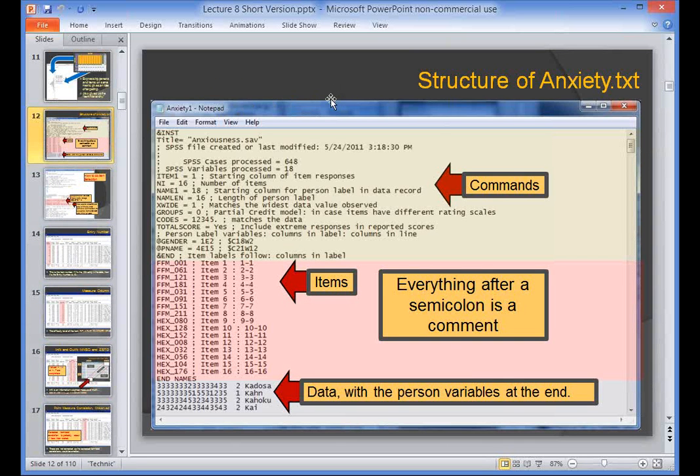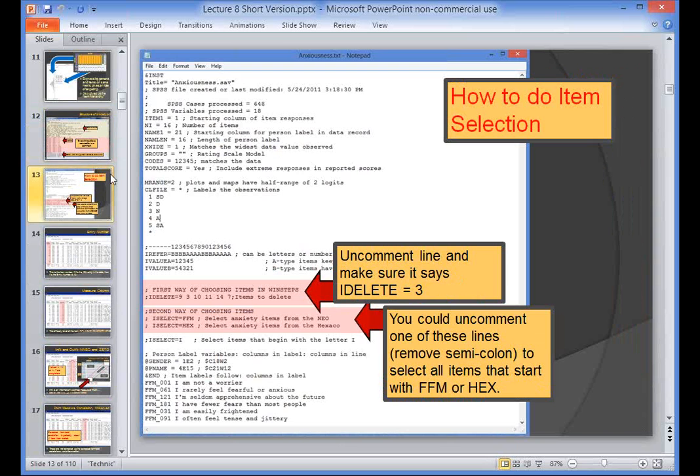Now when we look at the structure of the WinSteps file, WinSteps is our great program for doing Rasch analysis, right? We find that there are 3 regions in it. The topmost region has the commands, the central region has the items, and everything after a semicolon is a comment in WinSteps, and the bottommost region actually contains the data, which is going to be the item level data along with the person variables. Okay?